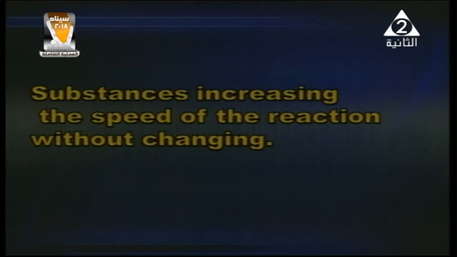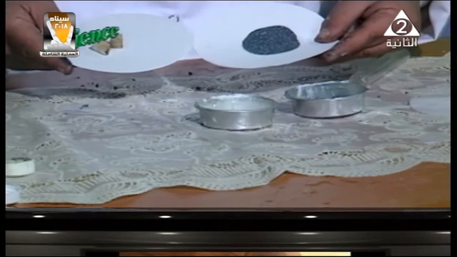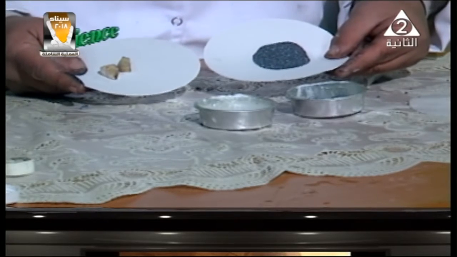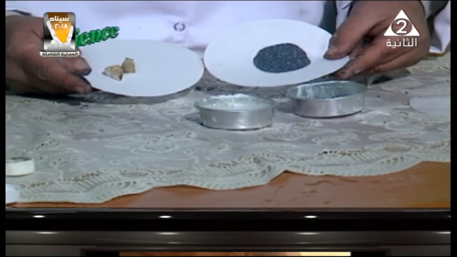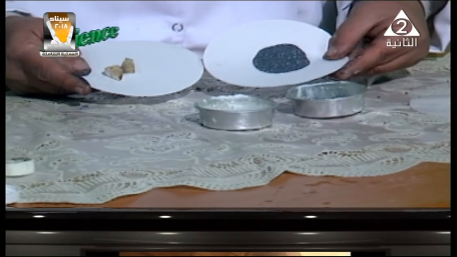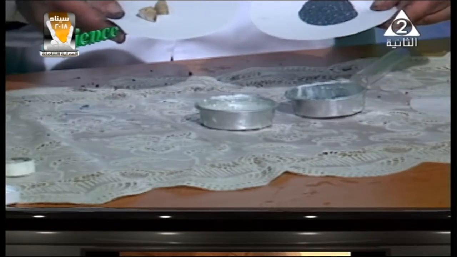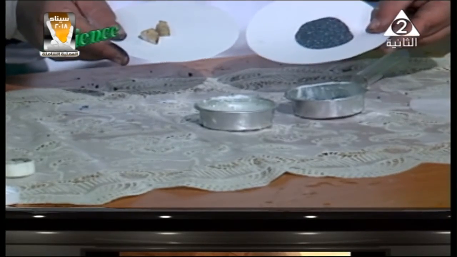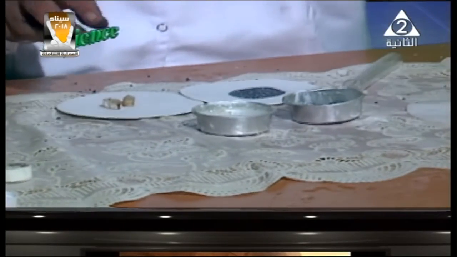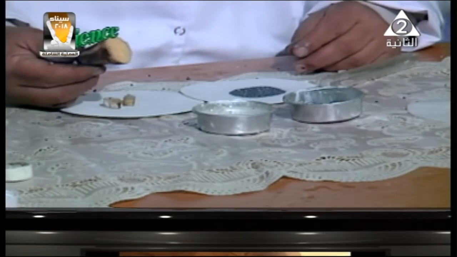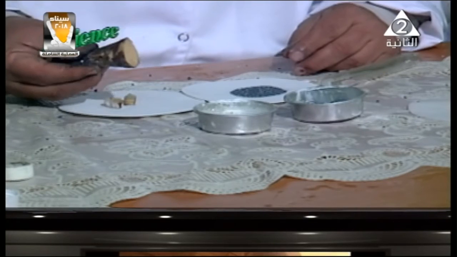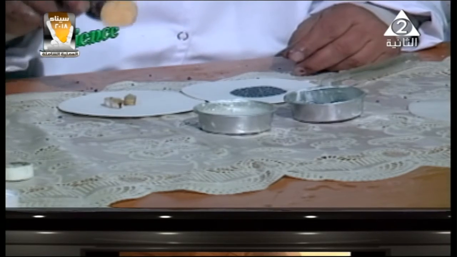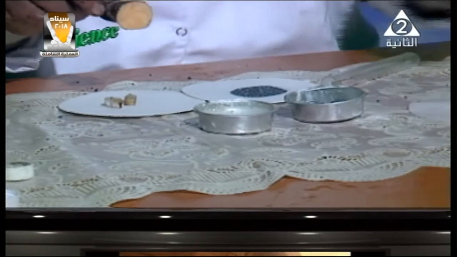Let's see what happened now. Here are different materials, both of them catalysts. What do you think is meant by catalyst? A substance that increases the speed of a reaction without change. The first one is just a piece of sweet potato. Oh, is sweet potato a catalyst? Sure, it's a catalyst. Why? Because it increases the speed of the reaction.